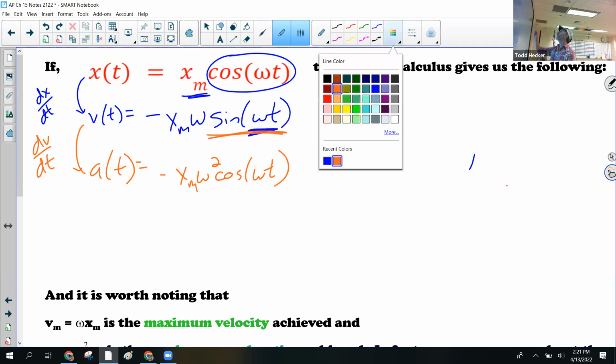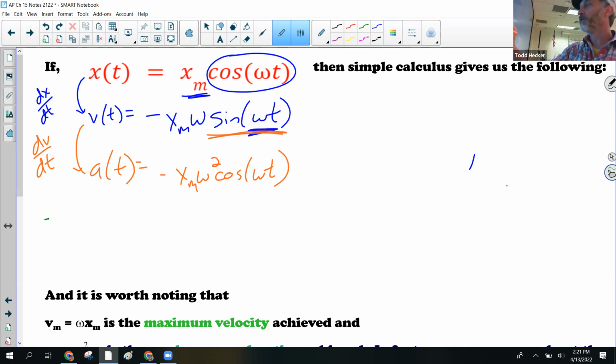Well, if it's accelerating, there must be a force. Net force is mass times acceleration. So if I know the mass of the oscillating thing, I can find my net force. So that's going to be negative m.